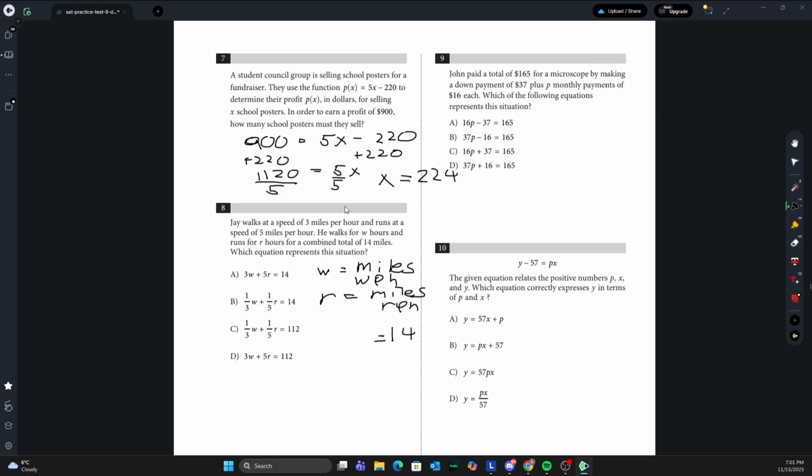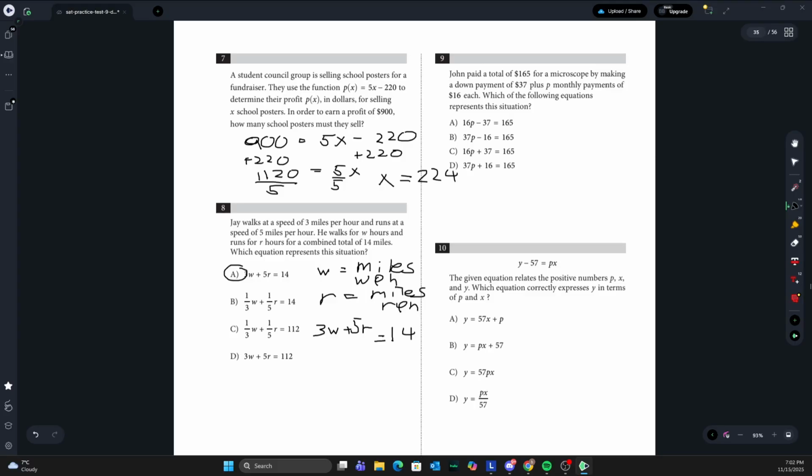Now, if he walks a total of W hours and runs for a total of R hours, basically we just add the values attached to each of the variables. For walking, it's going to be 3, so 3W plus, he gets 5 miles per hour for running, so we do 5R, which gives us the final equation, 3W plus 5R is equal to 14, which is A.